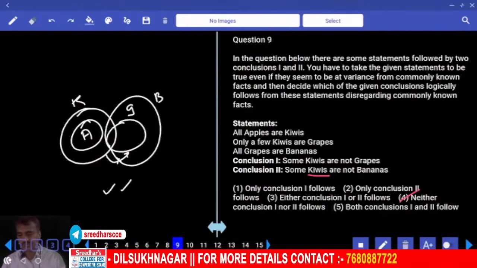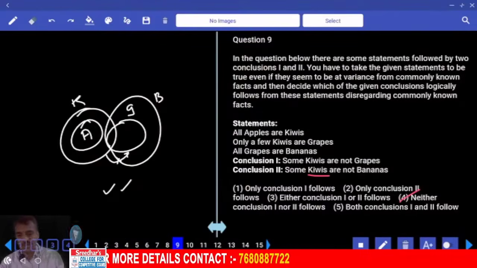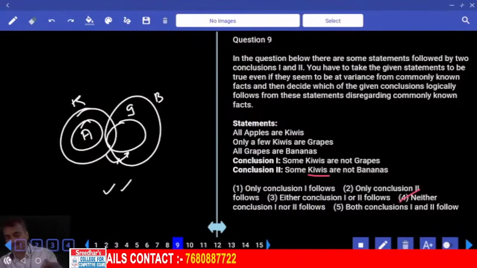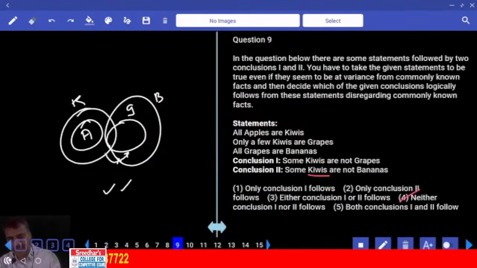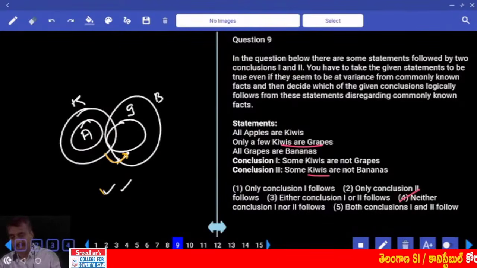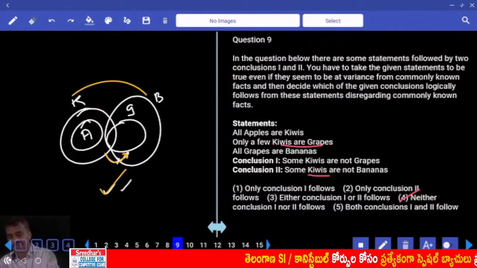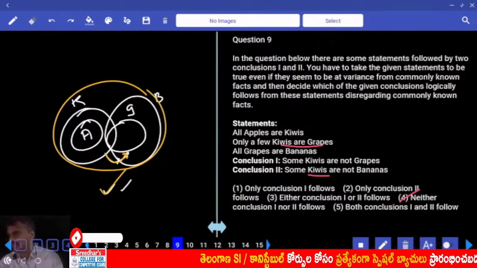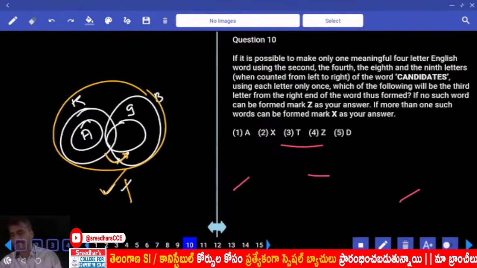Now to make this one false, tell me what we need to do now. Now we need to prove all kiwis are grapes. Now this entire kiwi is a part of grape. Can this entire kiwi be a part of grape? No, only a few kiwis but not all. All kiwis cannot be part of grape. Alternate diagram cannot be done, this will be true. And some kiwis are not bananas. All kiwis are bananas. Can I write banana like this or not? Yes. And so what is your answer? Only choice one, question number 9.